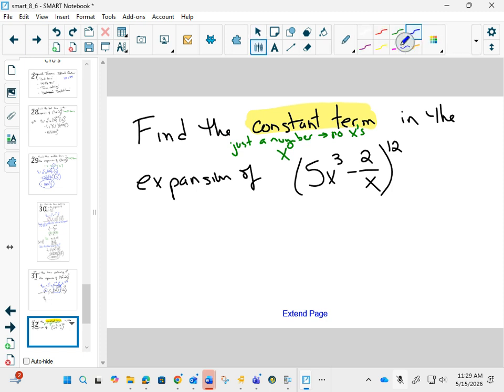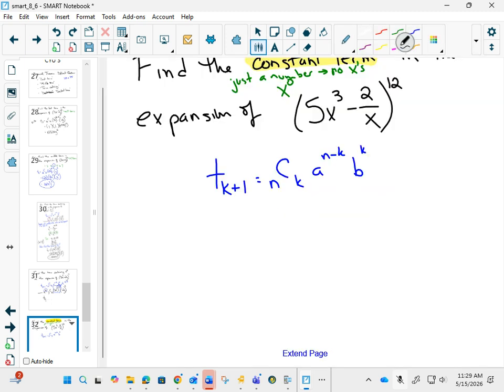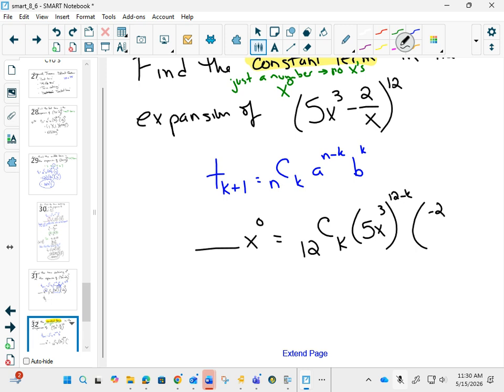So when we think of our formula, and I'll write it out again in blue. We know that our term has an x to the 0, because all the x's would go away. We know that n is 12, we don't know k. We know that a is 5x cubed to the 12 minus k, and we know that b is negative 2 over x to the k.